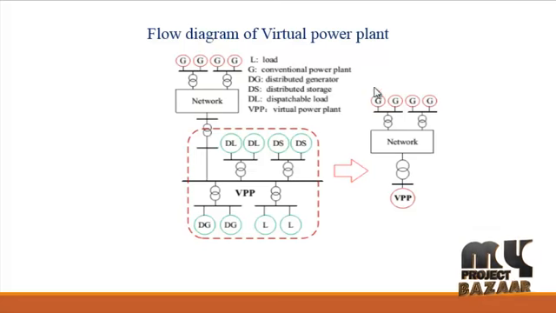This is our product flow diagram. This flow diagram consists of conventional power plant, distributed generator, dispatchable load, distributed storage, virtual power plant and load. The conventional power plant is denoted as G, distributed generator as DG, distributed storage as DS, dispatchable load as DL, virtual power plant as VPP and load as L.